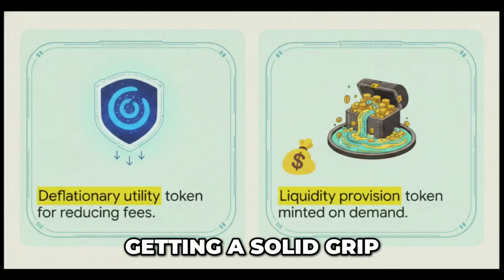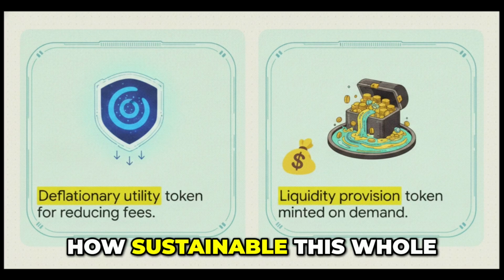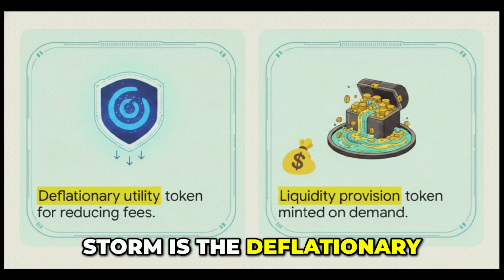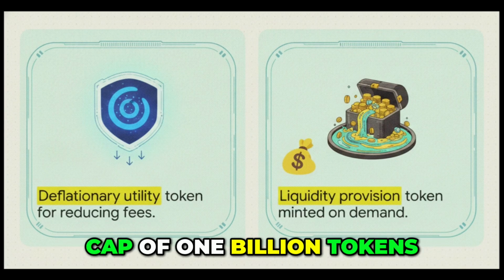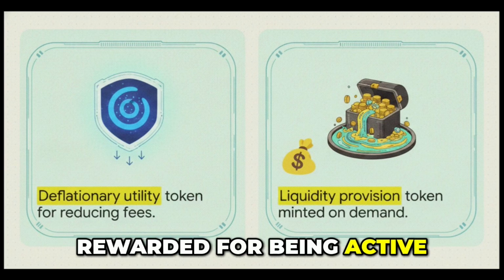Section 4. Storm and SLP tokens. Getting a solid grip on the tokenomics is totally key to understanding how sustainable this whole ecosystem is. You really need to see the distinct roles here. Storm is the deflationary utility and governance token. It has a hard cap of 1 billion tokens, and it's basically your VIP pass to reduce trading fees and get rewarded for being active.